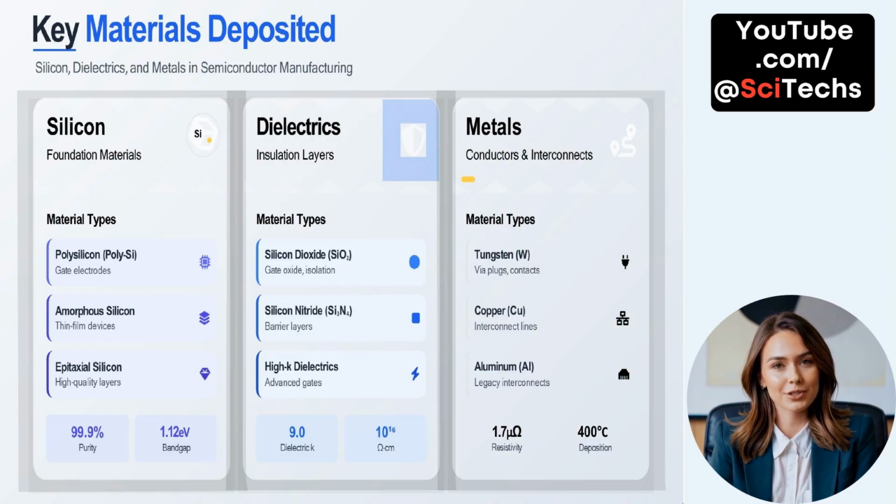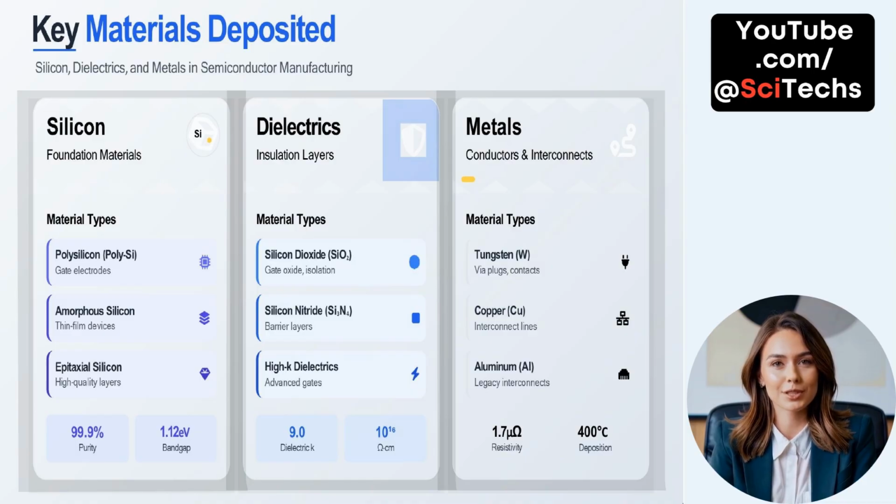Dielectrics serve as essential insulation layers. Silicon dioxide is used for gate oxides and isolation layers. Silicon nitride acts as a barrier material, especially in preventing diffusion. High-K dielectrics are used in advanced gates to reduce leakage and allow for further scaling. These materials show a dielectric constant of around 9.0 and resistivity exceeding 10^16 ohm centimeters.